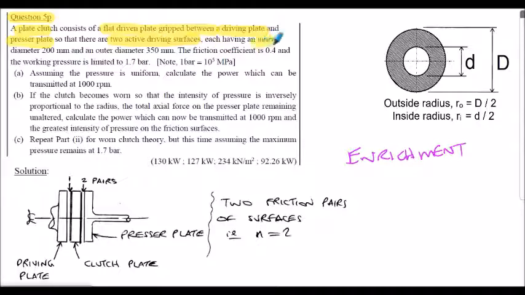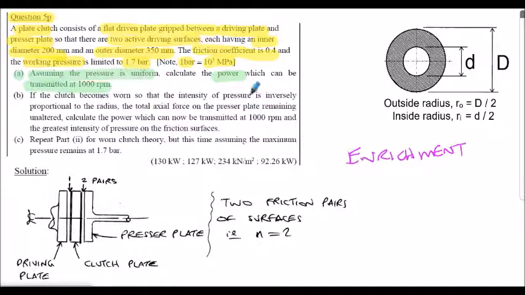They each have an inner diameter of 200 millimeters and an outer diameter of 350 millimeters. The friction coefficient is given as 0.4, and we're given a working pressure, which is 1.7 bar. Notice the conversion here from bar to pascals. So part A, assuming the pressure is uniform, we've got to calculate the power that can be transmitted at 1000 RPM.